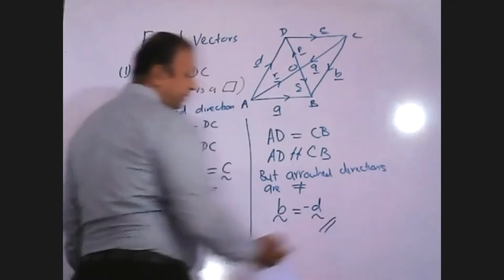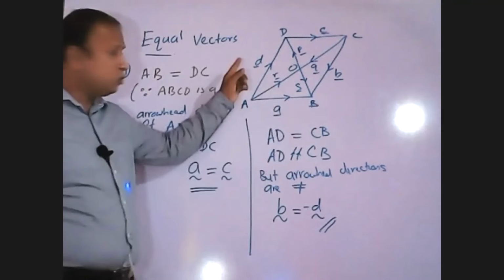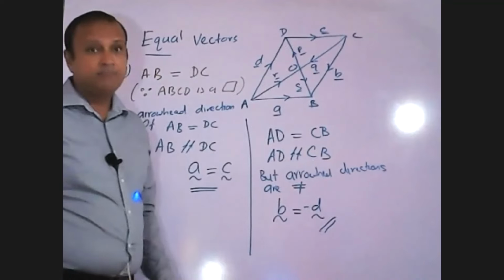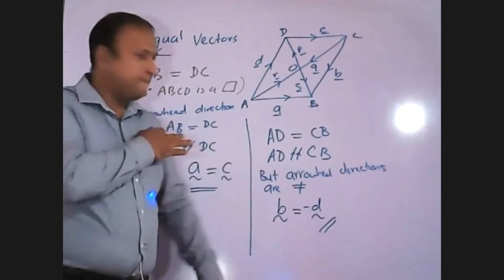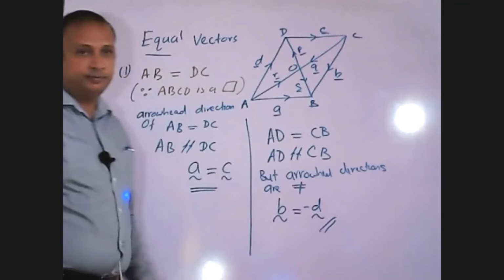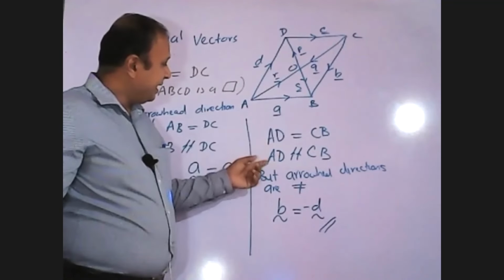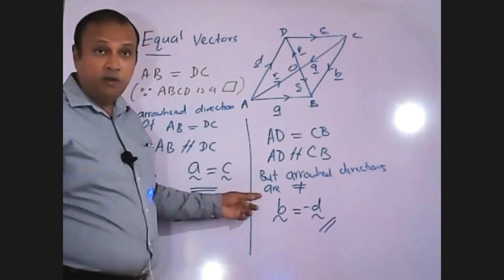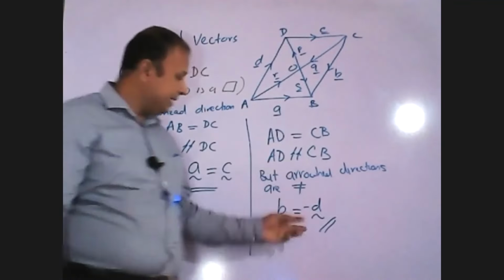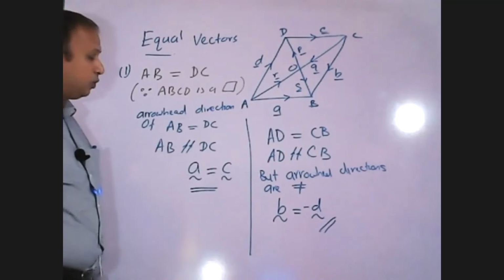You can write it in this way. First you have to consider the length, then the arrowhead direction, and whether those are parallel or not. AD equals CB, then AD is parallel to CB, but the arrow directions are unequal. Then we can say B is equal to negative D. That means those are negative vectors.